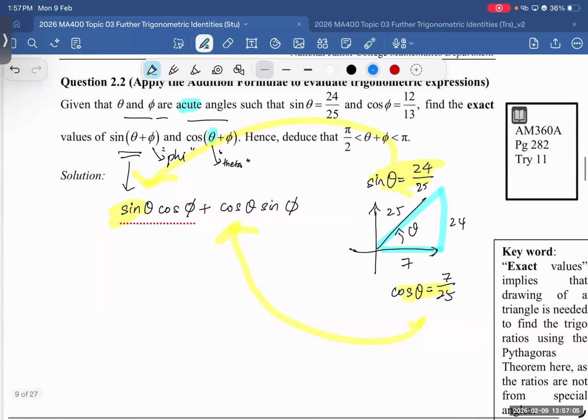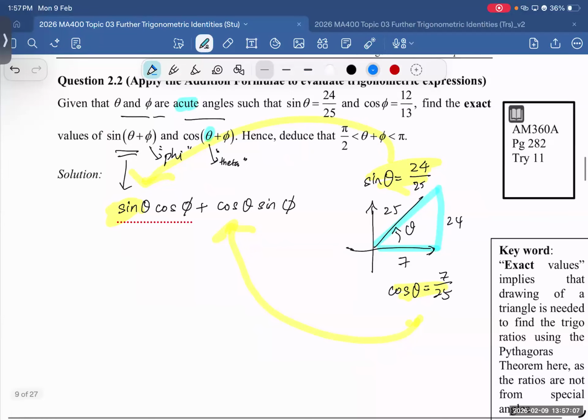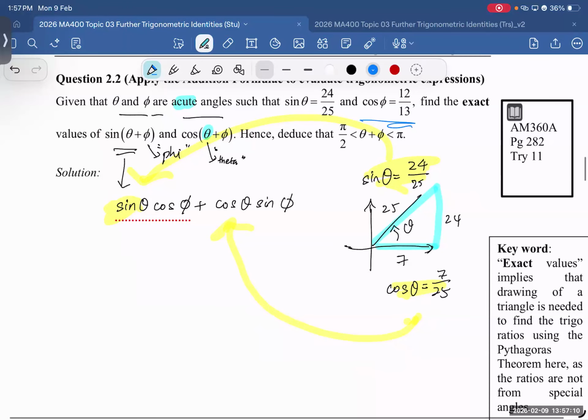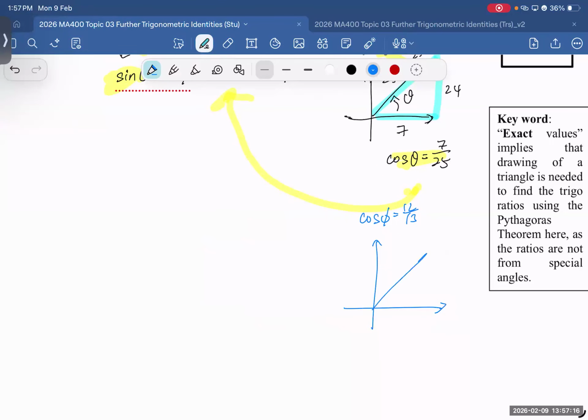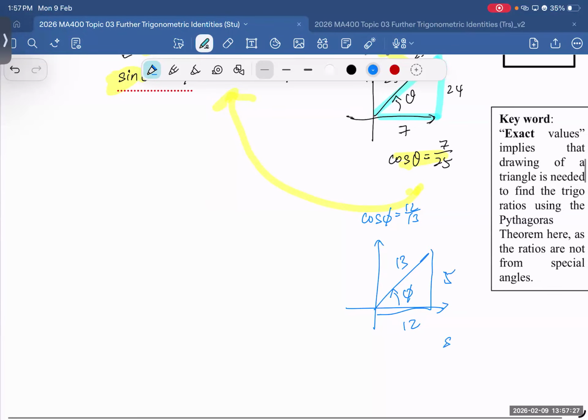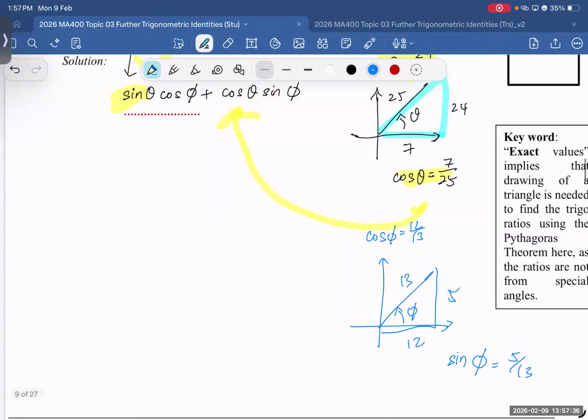Okay, next, listen. Cosine phi now is 12 over 13. This is phi, the adjacent is 12, the hypotenuse is 13. Therefore, the opposite will be 5. Why do I do this? Because I want to find sine phi, which is 5 over 13.